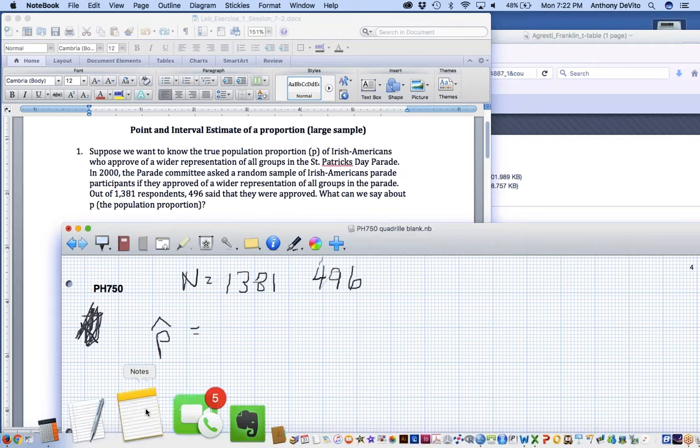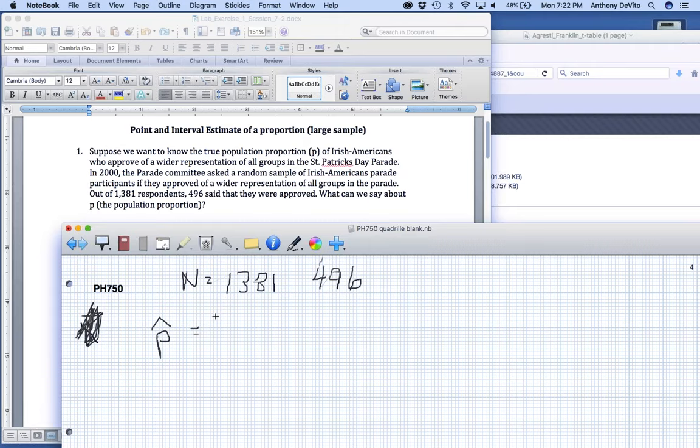Anybody calculate it yet? 0.36? You're invited to all of my classes from now on. Okay, any class you want to show up for, just turn up.